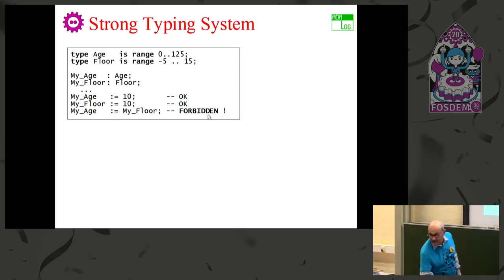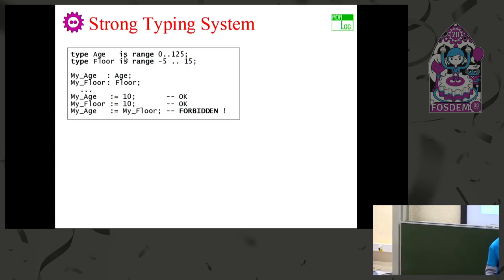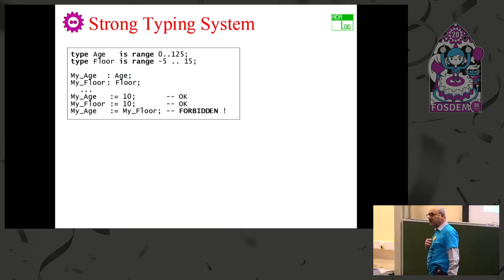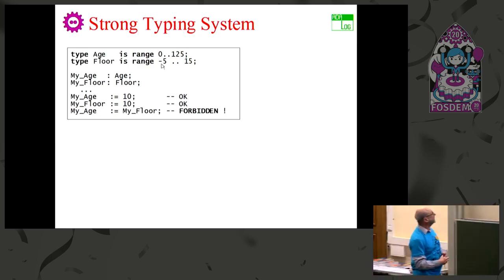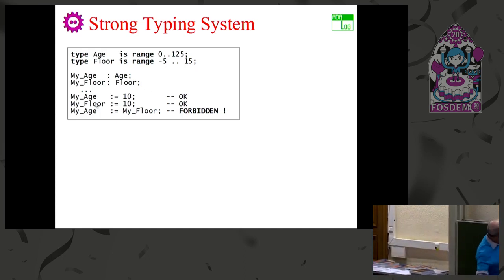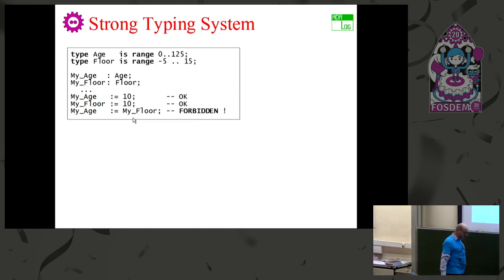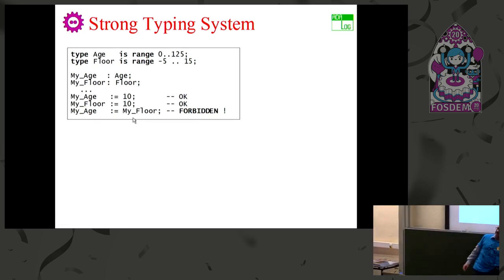If you have here something that says type is, it's always a different type that's incompatible with any other type. So if I have the age of a person, and the number of floors in a building, I can use the appropriate values here, but if I try to mix them up, it will simply not compile.